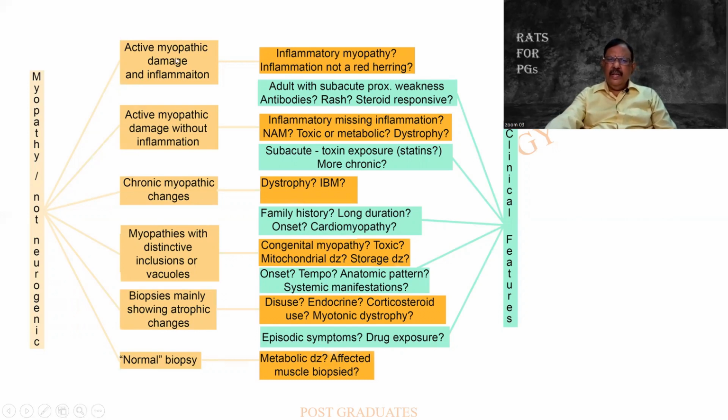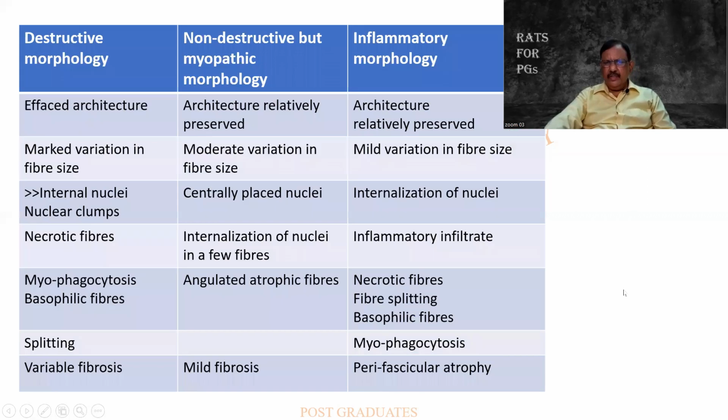On the clinical side, again the same thing. Is it inflammatory or is the inflammation missing? Is there something else toxic that is leading to a dystrophy? Is there any family history? Is it of an acute duration or a long duration? And finally, is there any exposure to drugs, which are all important? And whenever a biopsy is being done, is the affected muscle being biopsied correctly? This is what the clinician should be looking into. This is what the pathologist should be looking into. And only when there is a congenial correlation between these two will it be a success.